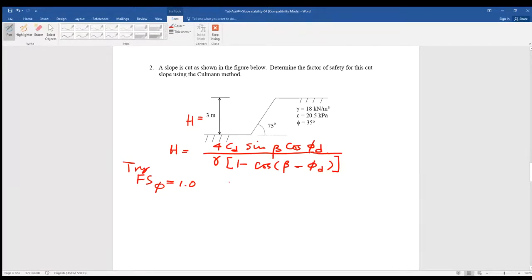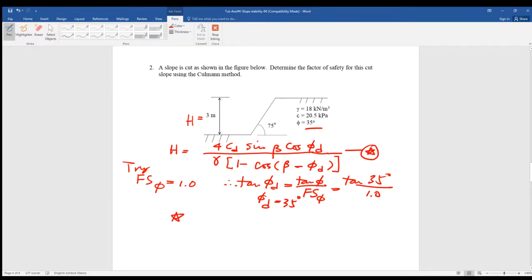Therefore, tangent phi D equals tangent phi divided by FS phi. Because this phi is 35, and you use 1.0, the phi D must be equal to 35 degrees, okay? And then you apply this equation.